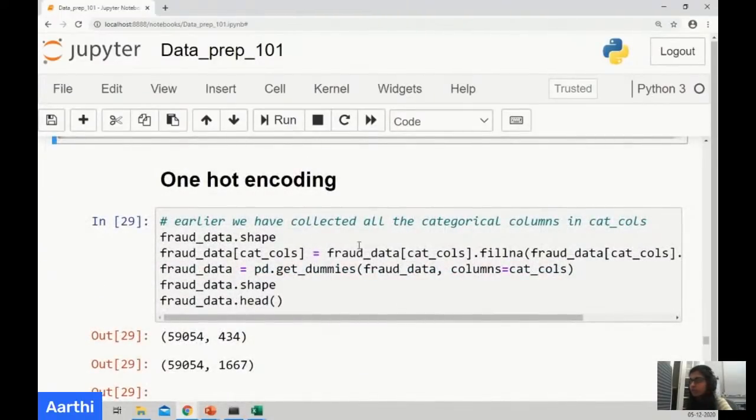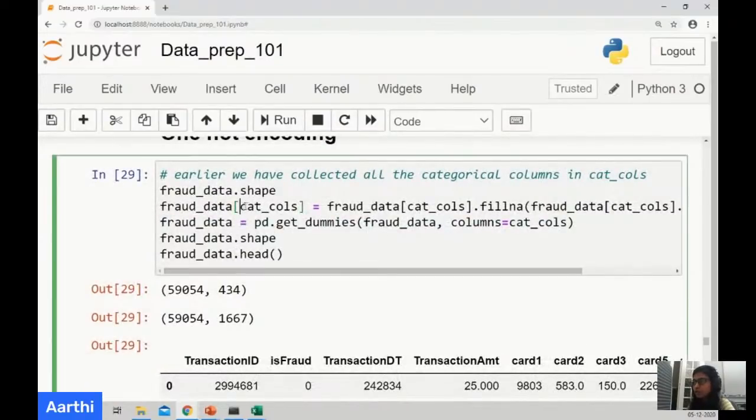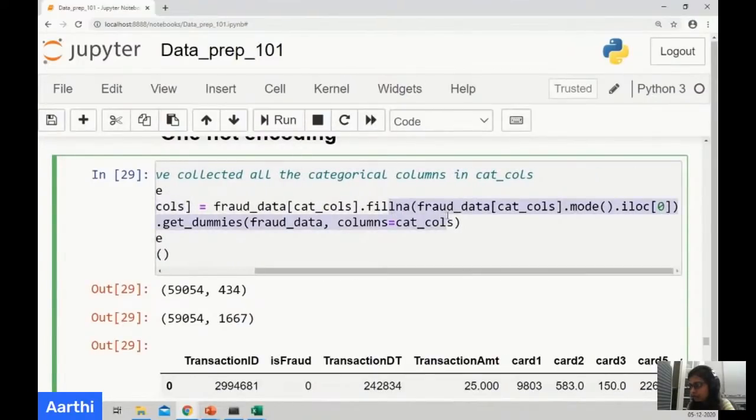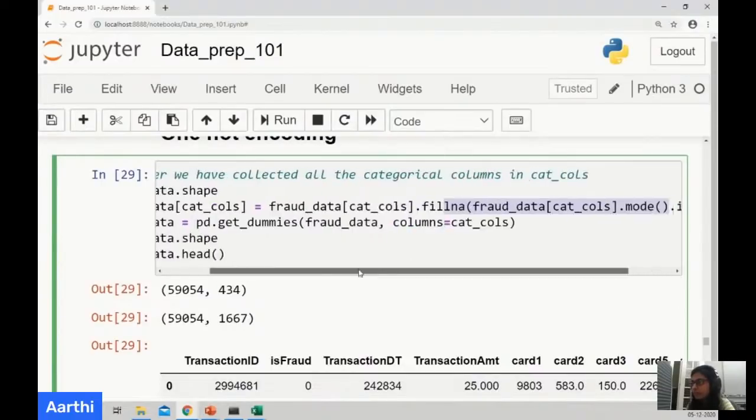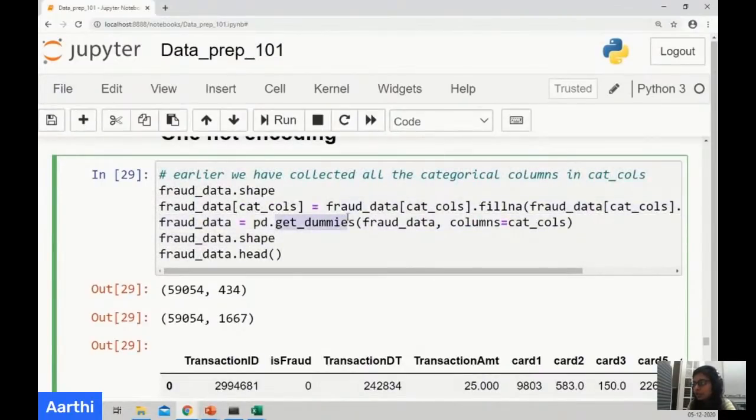Okay, so coming to one-hot encoding. What we are going to do here is for all the categorical columns, we are going to fill them with mode. And then we are going to use this function called getDummies. What this will do is in one shot, for the fraud data that you have and for all the categorical columns, it will create a dummy variable. So here, if you look at it, this is your original data with 434 columns, and then your output data has 667 columns. So this is after converting them with dummy variables.